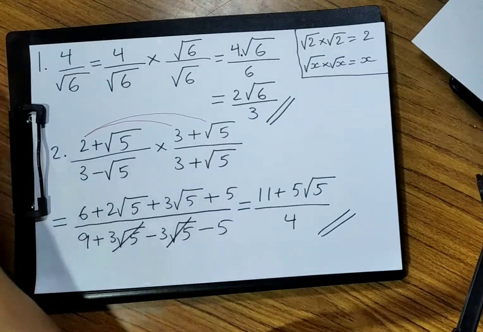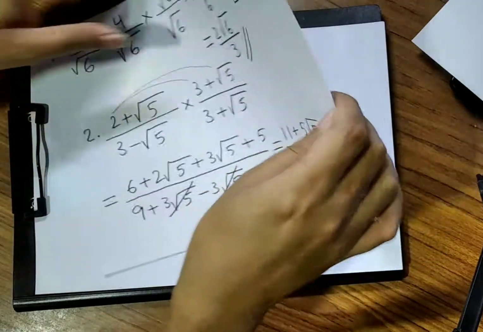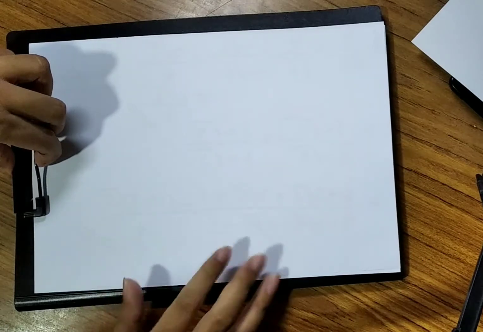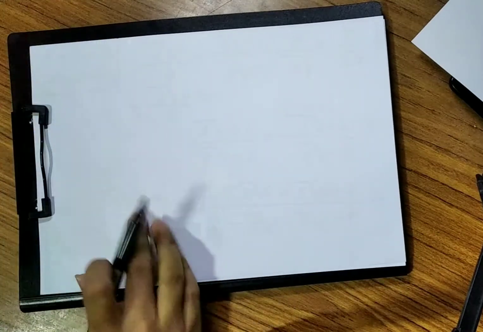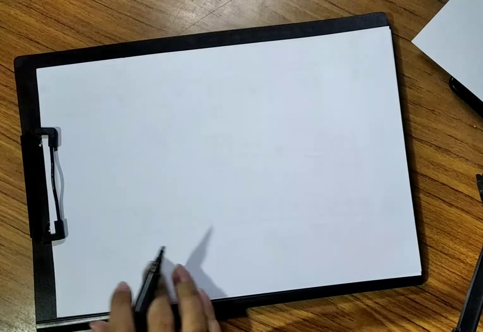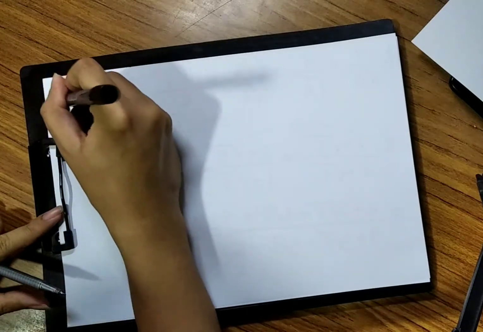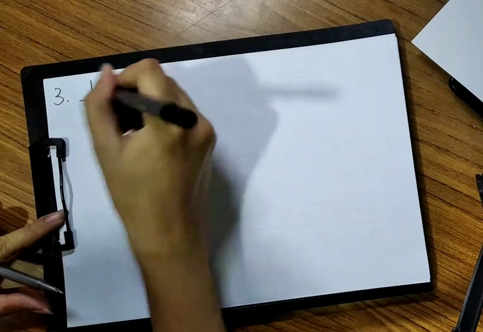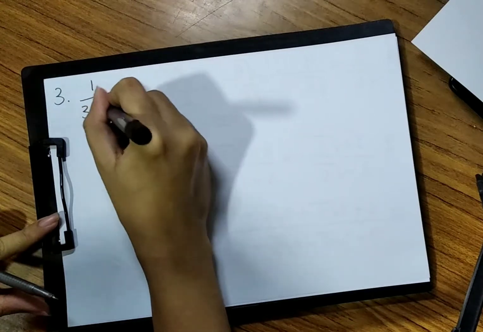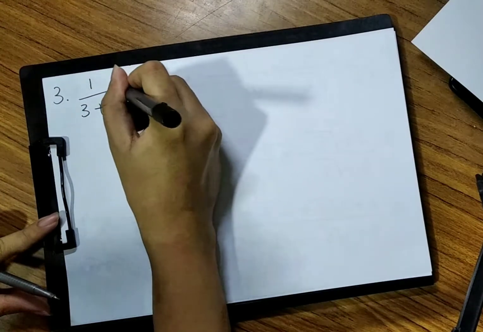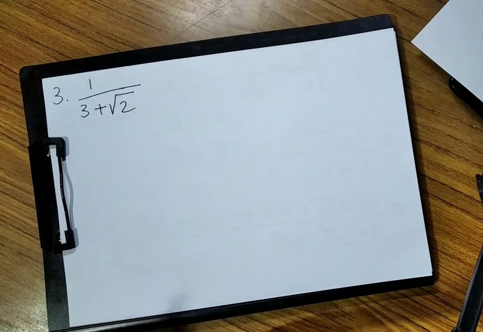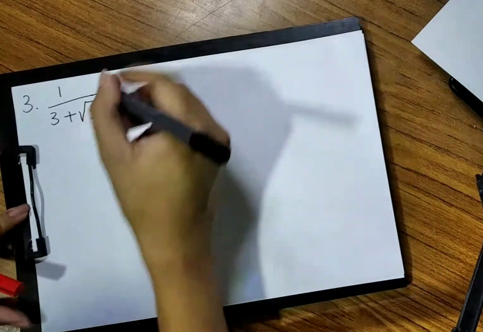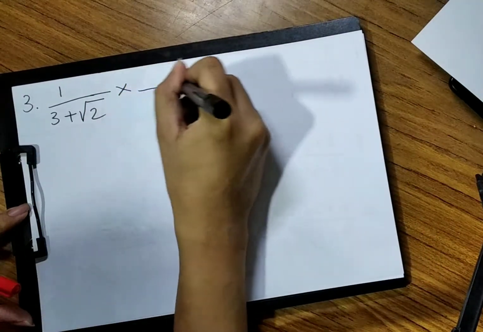Now, time for another question. I had 3 questions. So next thing will be a little bit easier than number 2, but hey, doesn't matter, right? So question number 3 goes like 1 over 3 plus root 2, like that. Okay, so how are we going to change the denominator into rational numbers? Okay, quite easy. Just follow the previous rule.